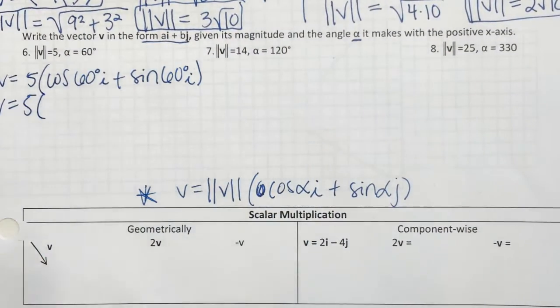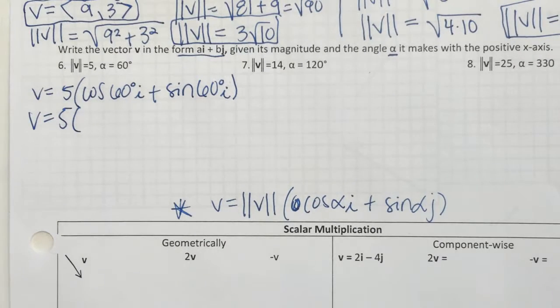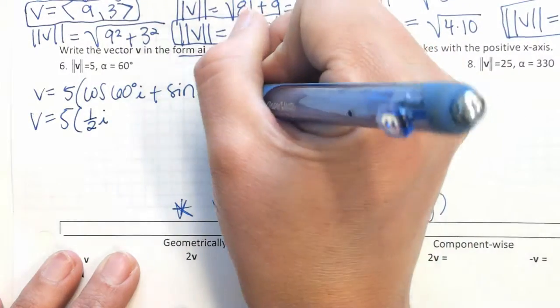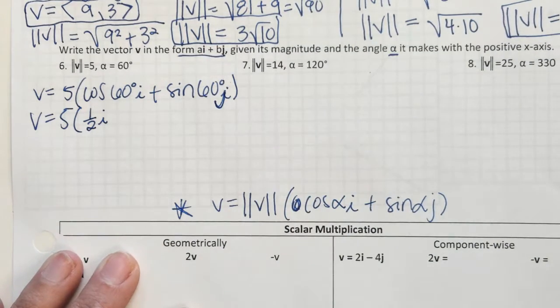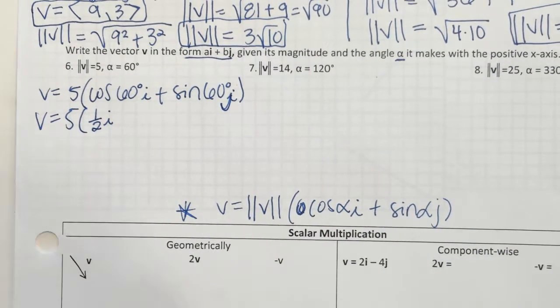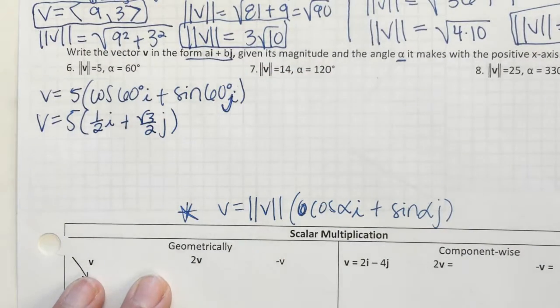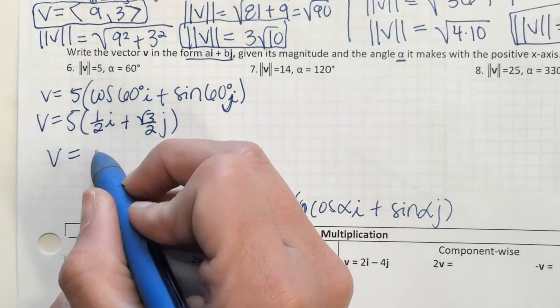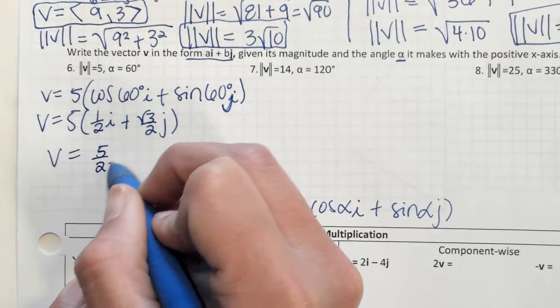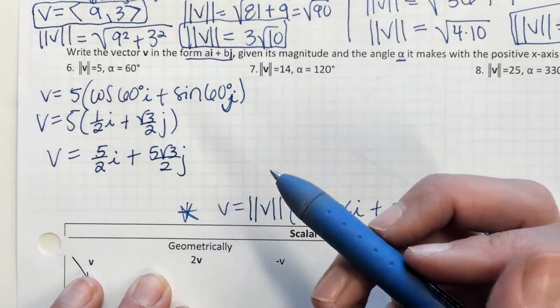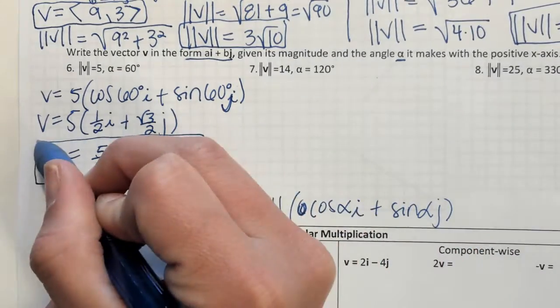Alright, cosine of 60. You can use the hand trick, or if you know it by heart, you know it's going to be what? 1/2. Good. 1/2 i. Shouldn't it be j on the side? Yes, thank you. And now sine of 60, you can use the hand trick, or if you know it by heart, it's plus square root of 3 over 2, j. And now all we have to do is multiply. So this vector is going to be what? Go ahead. 5 over 2 i plus 5 root 3 over 2 j. Very good. This is the vector.